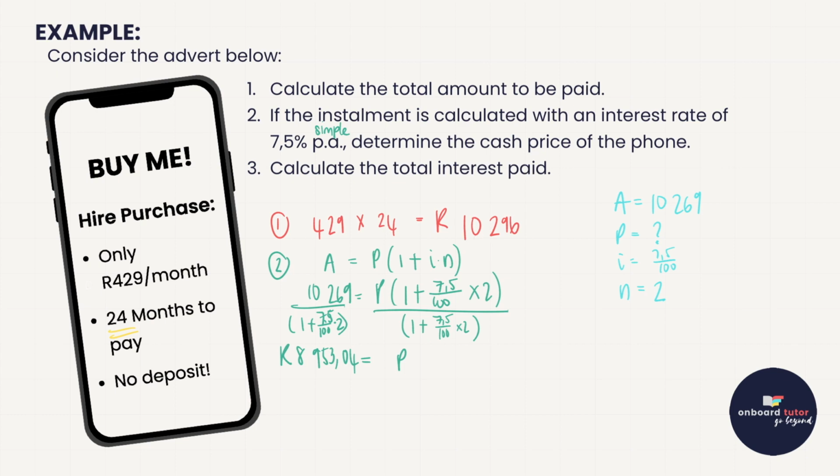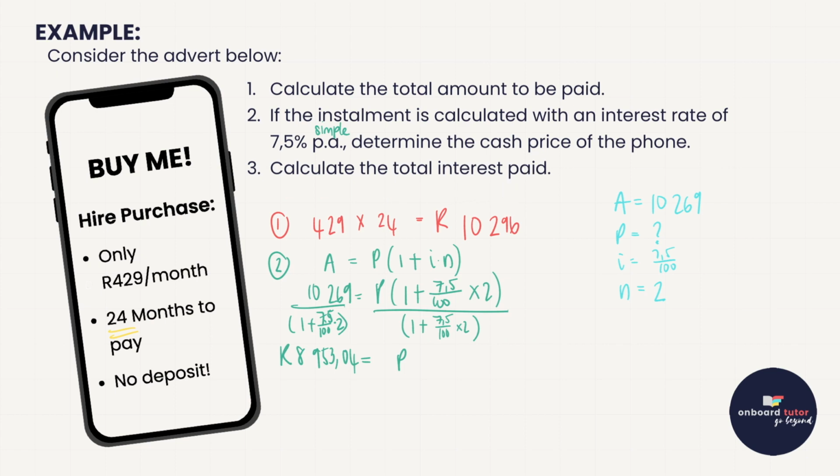To be honest, a phone that usually costs about 9,000 and you're paying 10,000, this is really not the worst hire purchase I've seen. Usually these interest rates are quite a bit higher. So that's okay. We'll consider this as being a relatively fair hire purchase agreement. But let's make sure. They say, calculate the total interest paid.